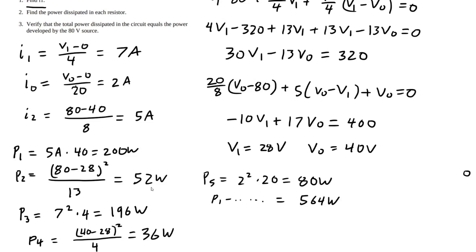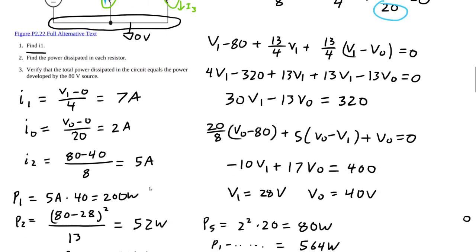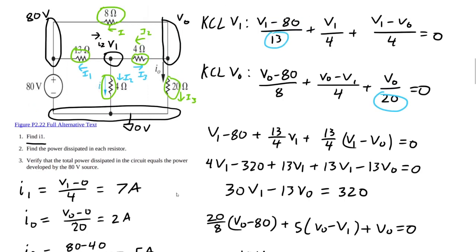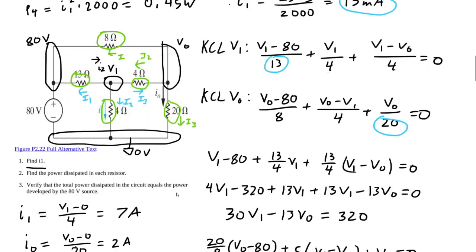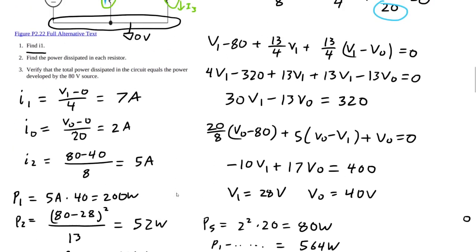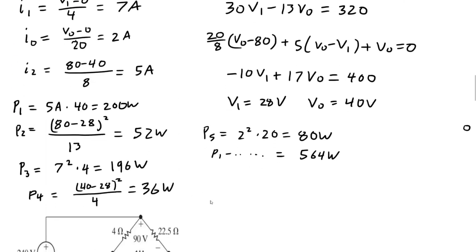I'm going to double check these again. P1 was that, right? V squared. 80 minus 40 divided by 8 times 5 amps times 40 volts dropped, 200 watts. Okay.